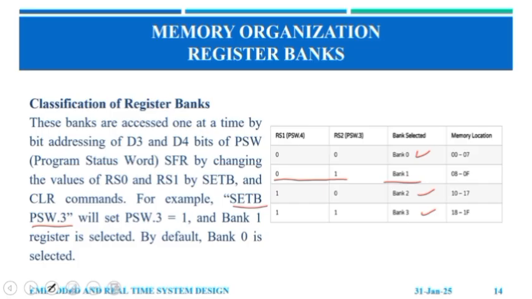Each of these banks has a different memory location: 00 to 07, 08 to 0F, 10 to 17, 18 to 1F. Each of these is 8 bits.